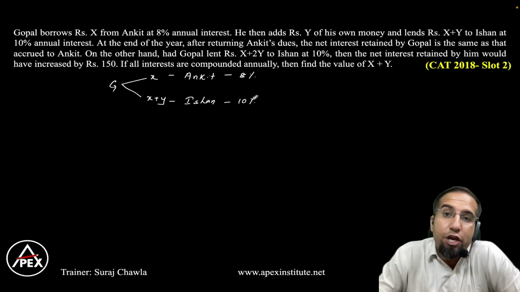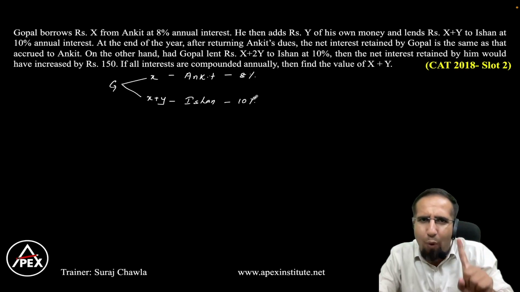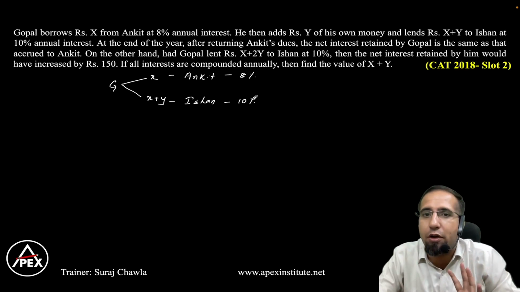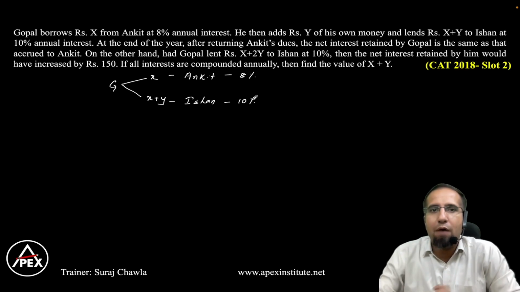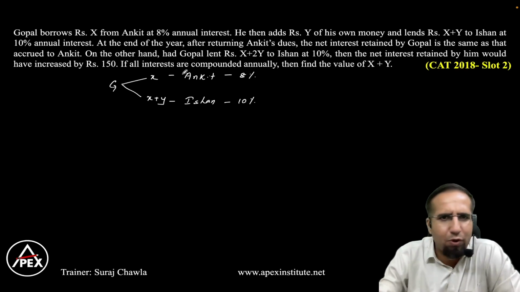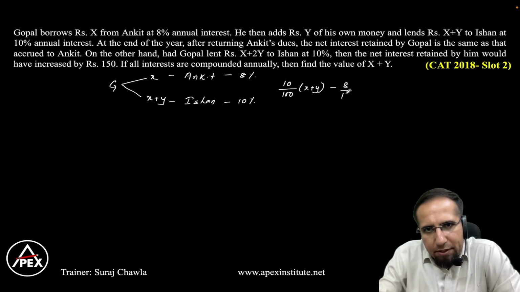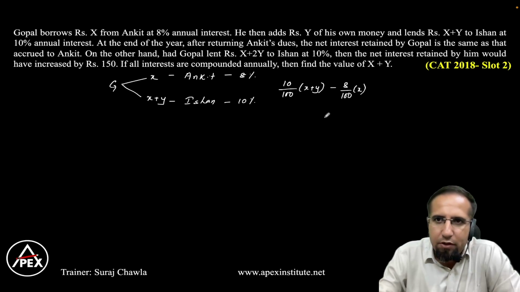At the end of the year, now mind you, in compound interest or simple interest, if I'm talking about 1 year, the calculation is not different at all. After returning Ankit's dues, what is the net interest retained by Gopal? He is collecting 10% of X plus Y and is giving 8% of X. Now this is the net interest that is left, which is the same as that accrued to Ankit.